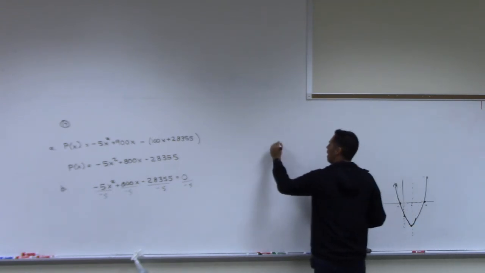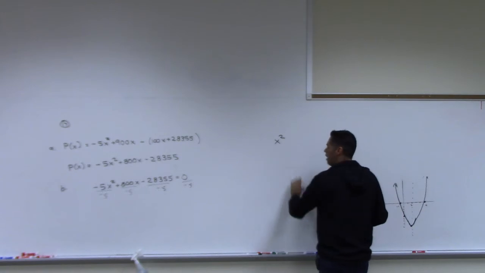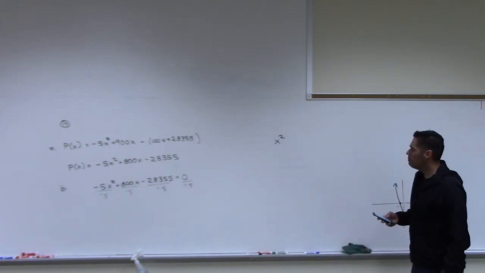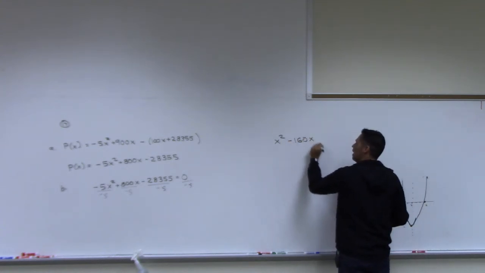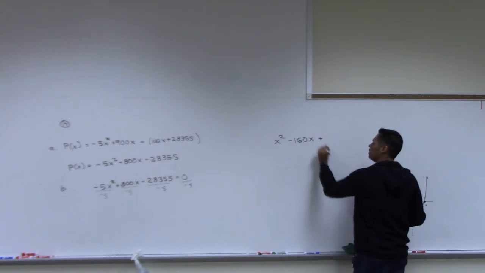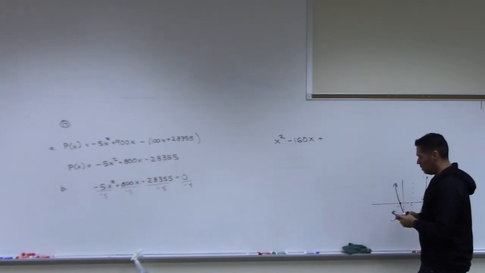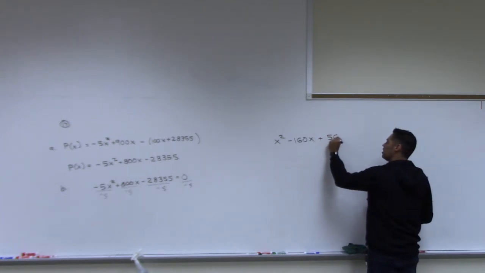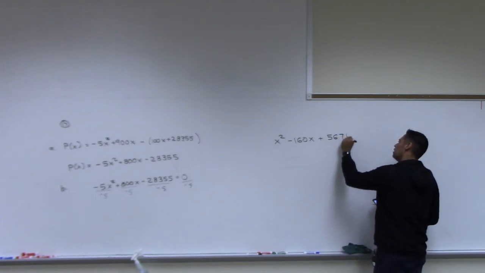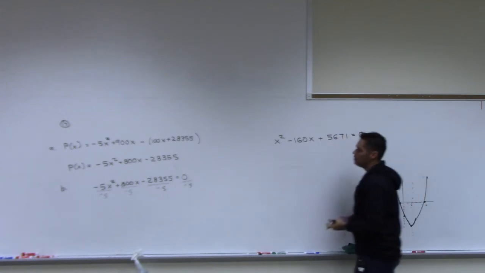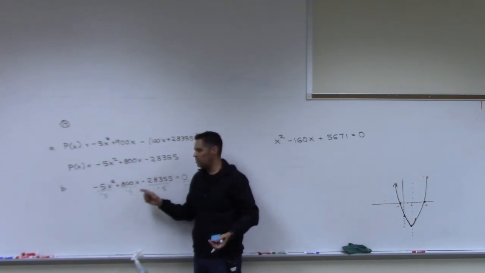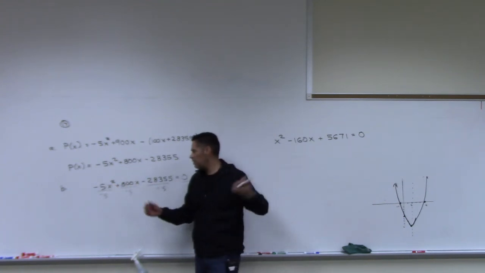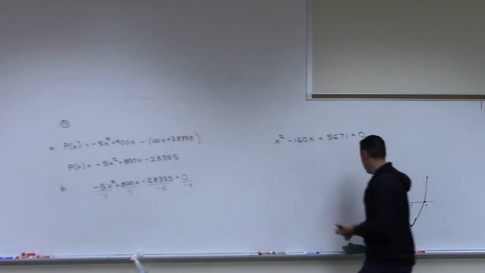So we should have x squared, then what? Minus 160x, good. And then plus 5,671 equals 0. So notice that all the signs change. It went from negative, positive, negative to positive, negative, positive.